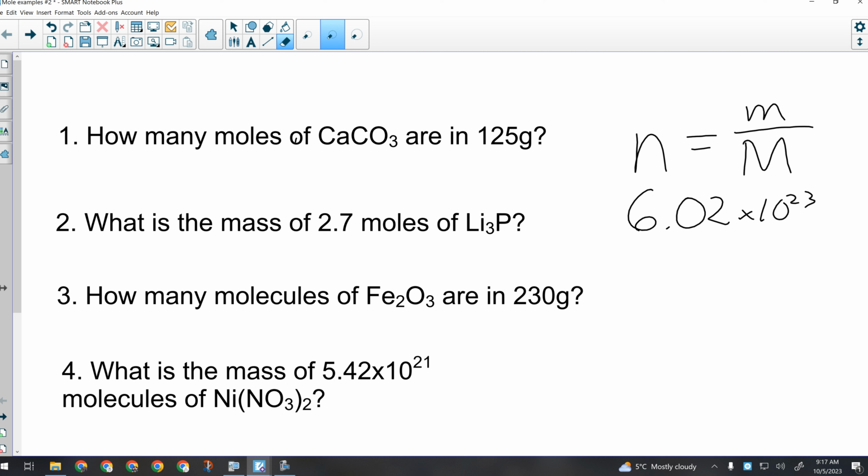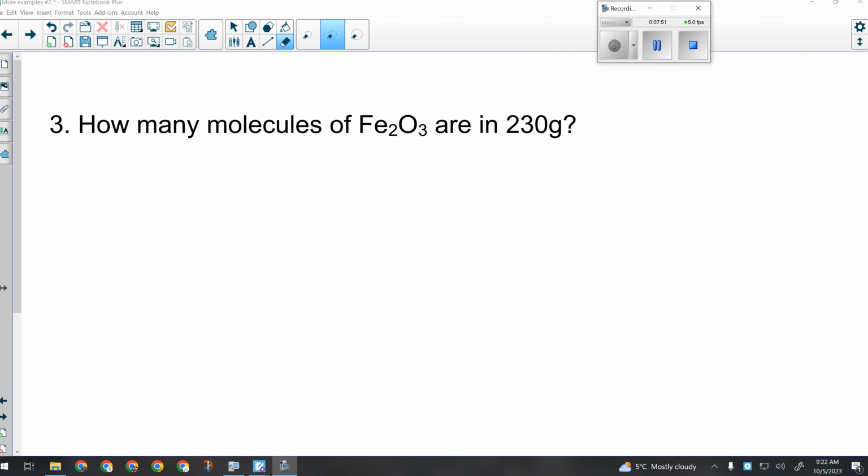Yep. Okay. Anybody need help? All right, so on number 3, we're looking for how many molecules. As soon as I see the word molecules, I know I'm going to have to use Avogadro's number. Okay, so how many molecules? So we are looking for the number of molecules.